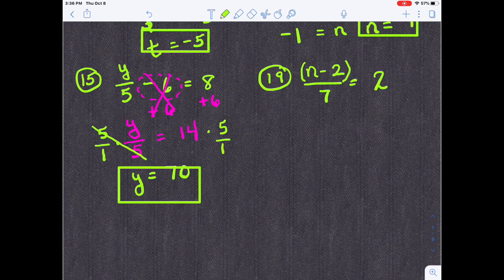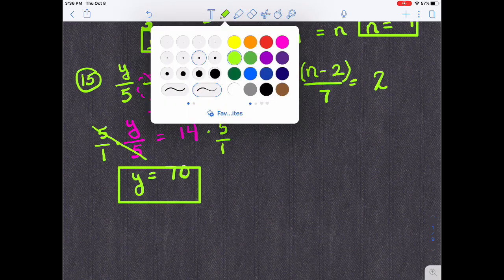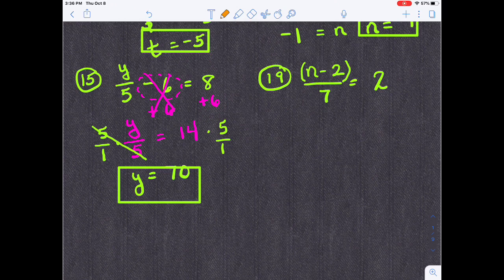And we can then multiply by 7. Maybe you could think of 7 over 1 if you want, because I want to cancel those 7, so I want to get rid of that 7. So we're going to multiply by 7 over here, and then notice what happens. I just have n minus 2. That's what was in the parentheses that I was thinking about.